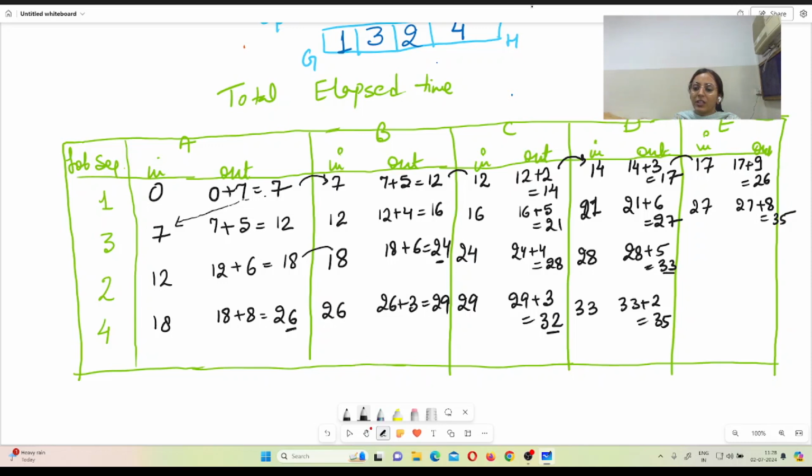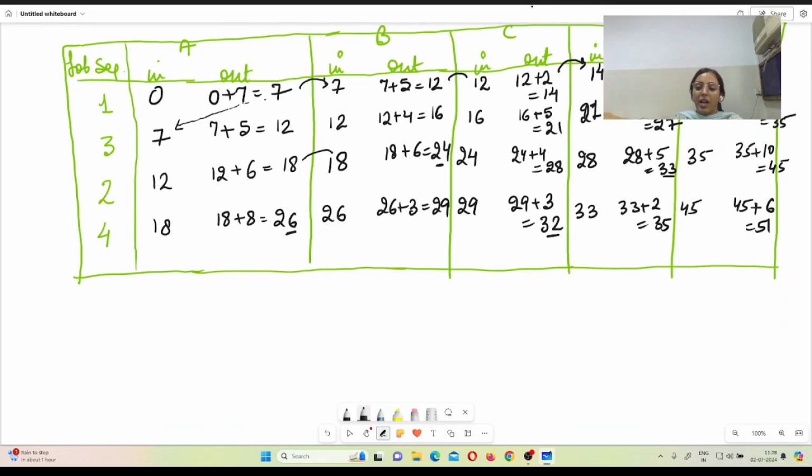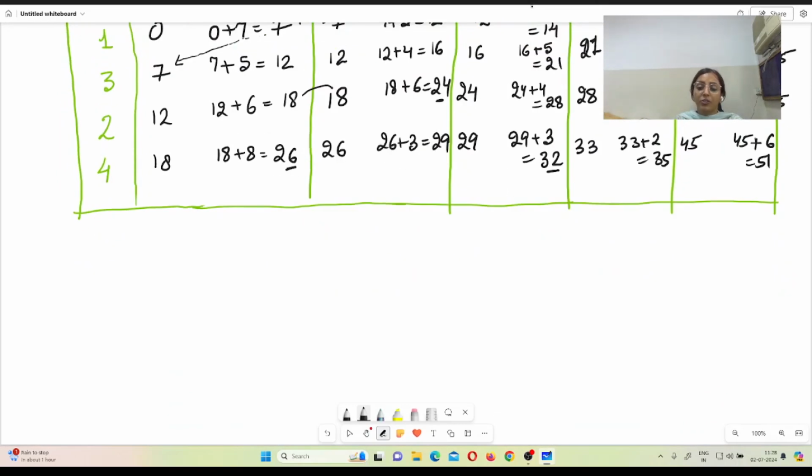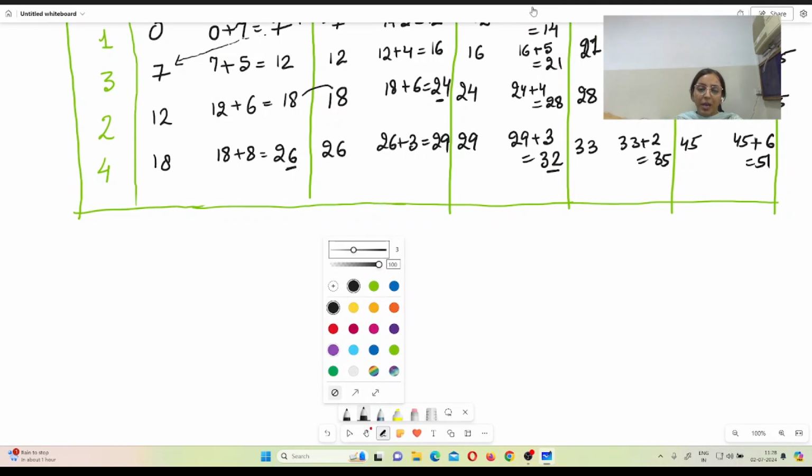Again, this is 35 and 33. Now D has to wait. So we write 35 and the processing time for the machine is 10. So it equals 45. And the last, yes, it is 45. Processing time is 6. So the total comes to 51. Here we go, and we are able to find out the important points which we want to calculate. That is the main important thing we are waiting to find out.